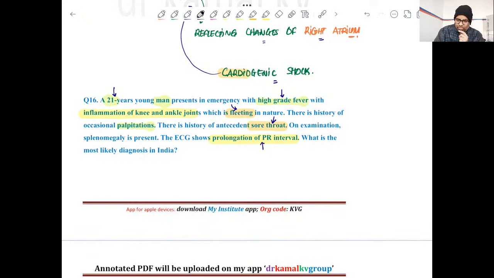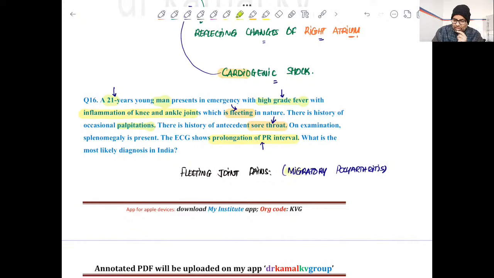So if we just club all these words together, like fleeting joint pains. Now what is this fleeting joint pains? It is also known as migratory polyarthritis. Right? So this is migratory polyarthritis.